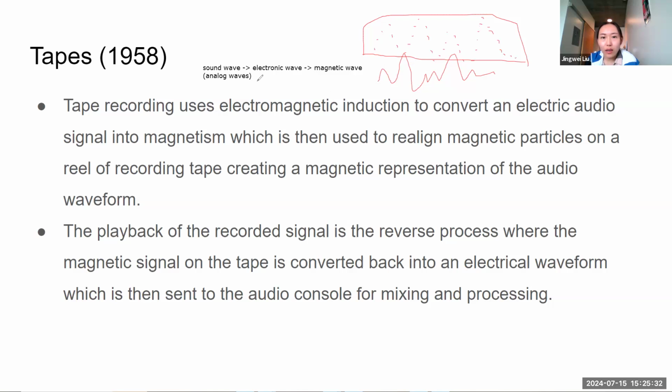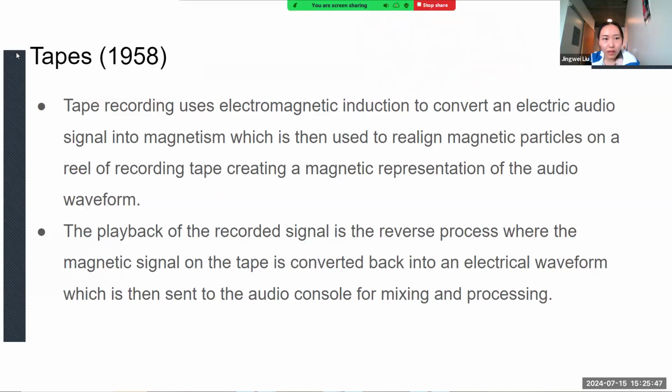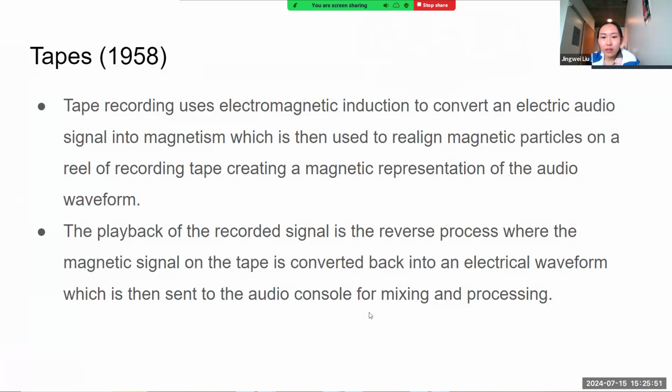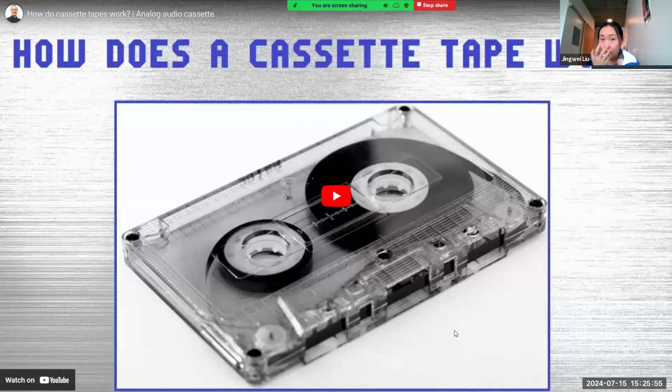But before this, when we talk about sound wave, electronic wave, and radio, tapes, everything, they are all in continuous form. Okay, they are analog waves. So just some comment on this. Okay. So there will be two videos talking about how cassette tape works. Let's watch them together.